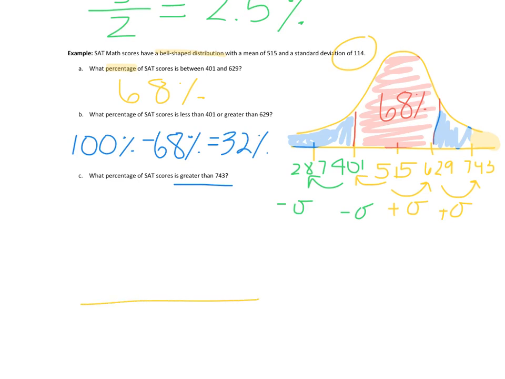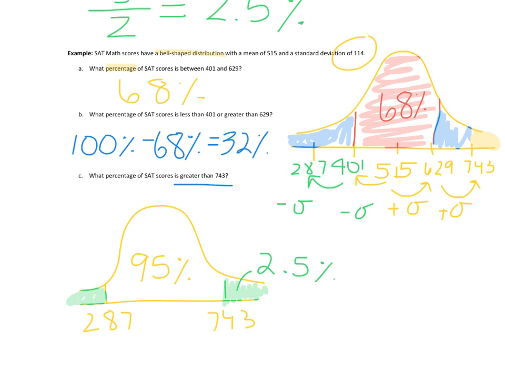So let's draw a quick picture. We're 2 standard deviations away now at 743. So according to the empirical rule, 95% of the data is within 2 standard deviations away. So that means what's left over in the tails? What's the opposite of 95%? 5% more will get us to 100%. So that green part in the tails is 5%. So that means how much is in each tail? 2.5 and 2.5. We divide up 5% into 2. So the solution is 2.5.